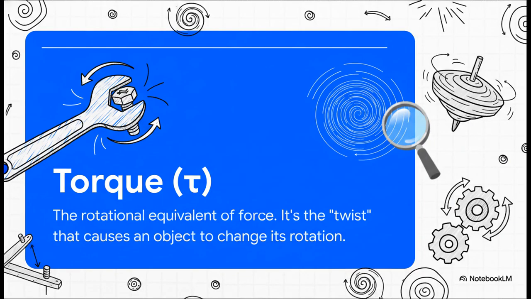So if moment of inertia is just rotational mass, then what's rotational force? That has a name too. We call it torque, and we use the Greek letter tau. The simplest way to think about it is just as a twist. It's a thing you apply that causes an object's spin to change.